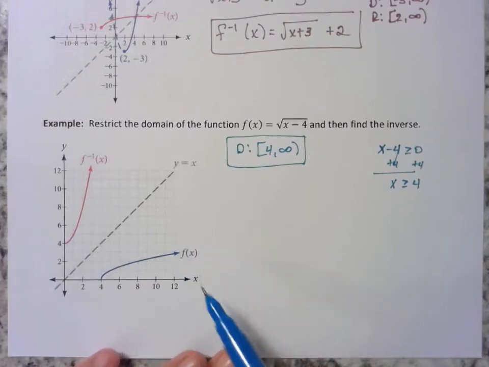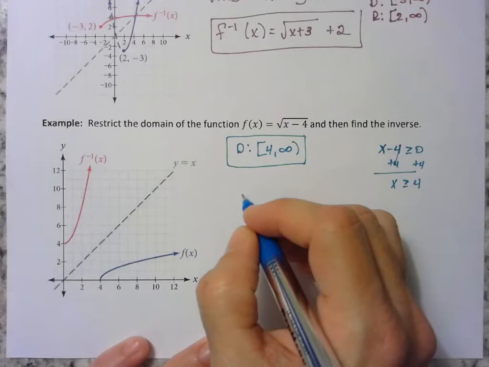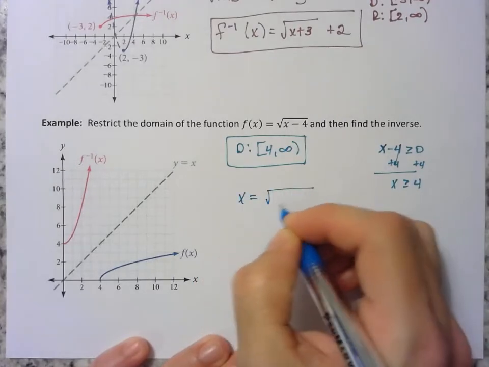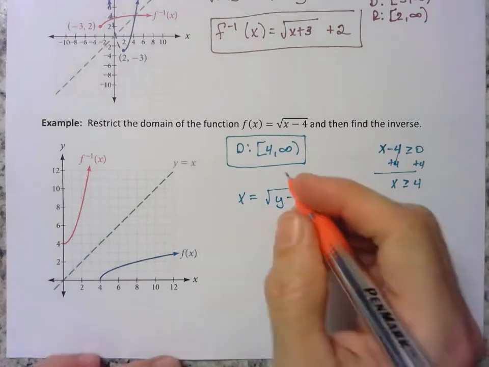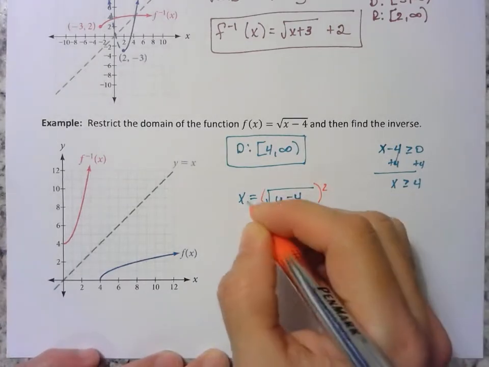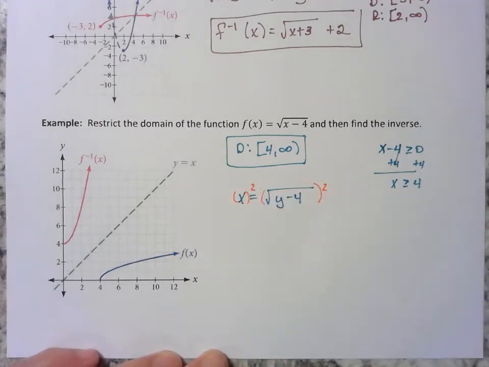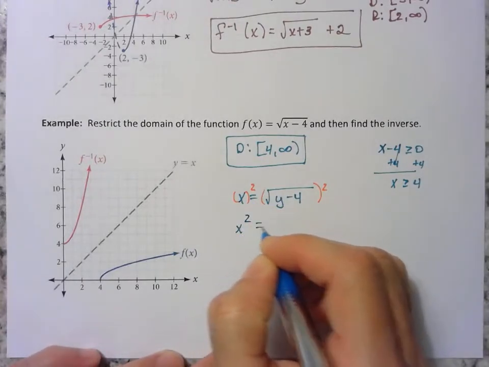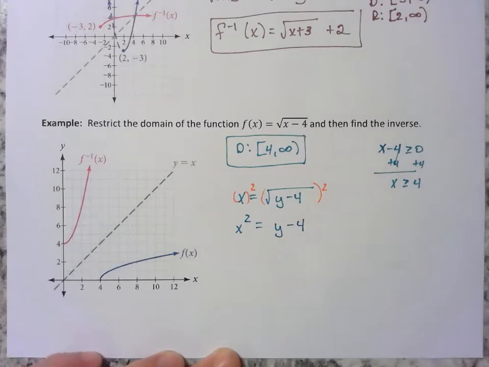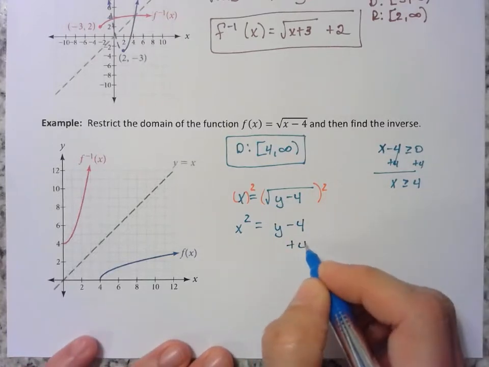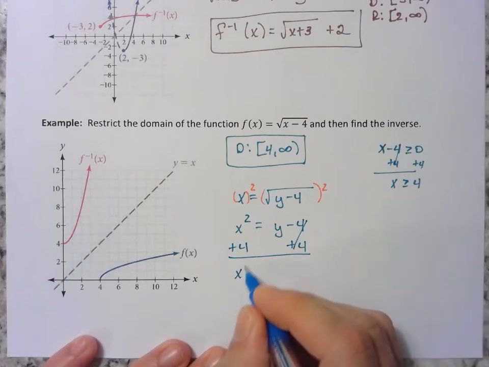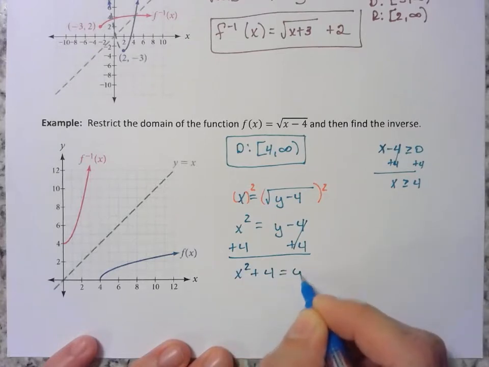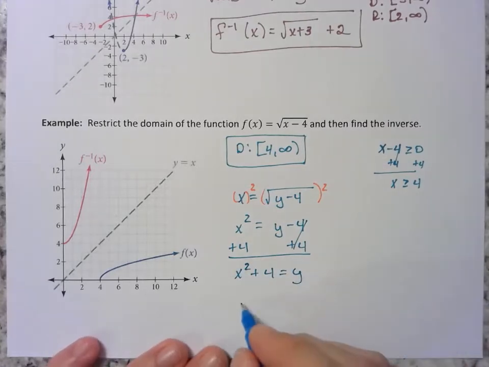So let's find our inverse. Switch x and y. To get rid of a square root, we have to square both sides. So we end up with x squared equals y minus 4. We need to add 4 to both sides. So we get x squared plus 4 equals y, which looks like our inverse.